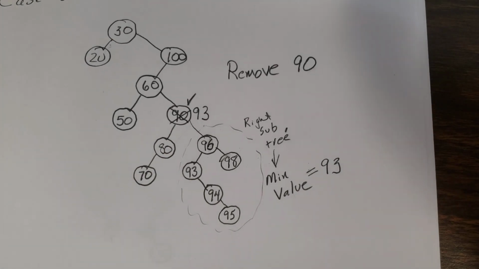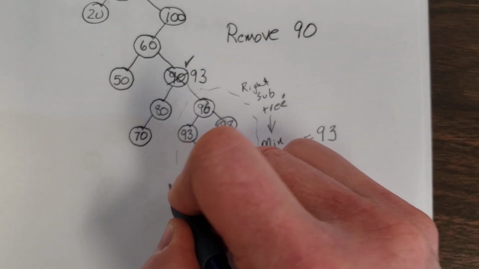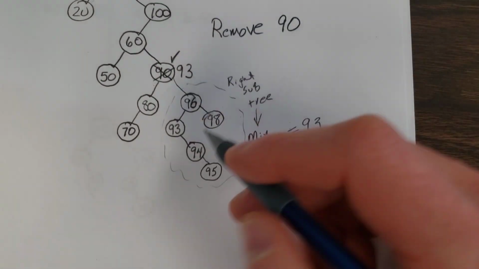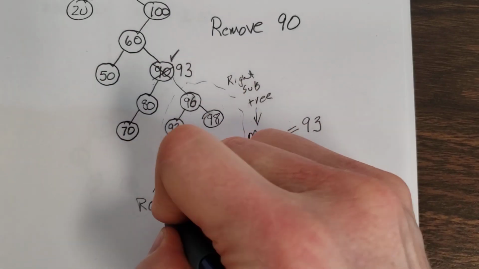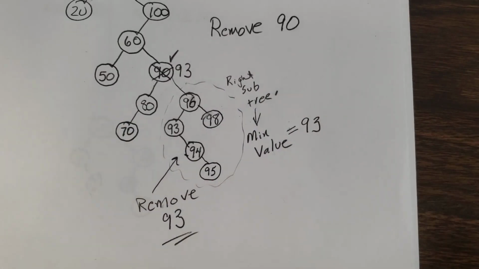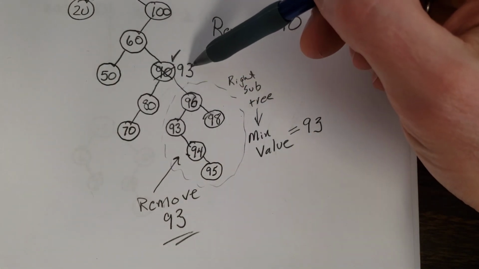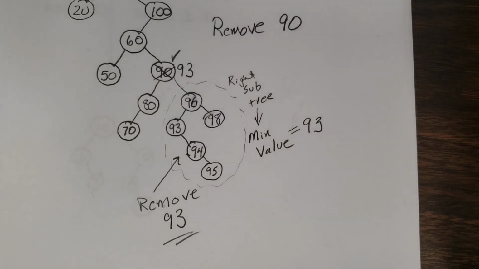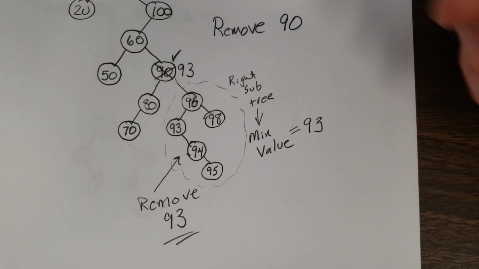So what we're going to do, and this is really beautiful here, we called remove 90 on the root, but now we're going to call remove, not 90, remove 93 on this subtree. So we overwrote the value 93. Now we need to get rid of the 93 in the right subtree. How do we do that? We've already got a function for that. We've got the remove function, so we're going to call it recursively.